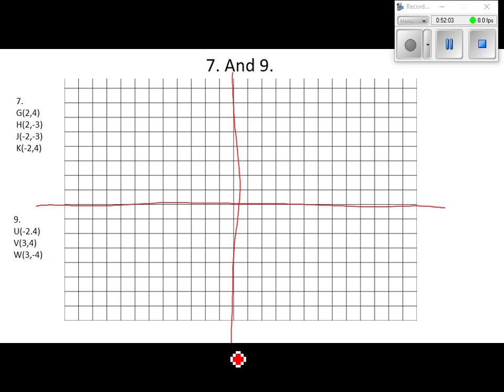If I graph this real quick, -2, 4. If I graph something wrong, somebody please tell me. That's U. V is 3, 4: 1, 2, 3, then 1, 2, 3, 4. That's V. And 3, -4: 1, 2, 3, then 1, 2, 3, 4. That's W. So we have that shape.